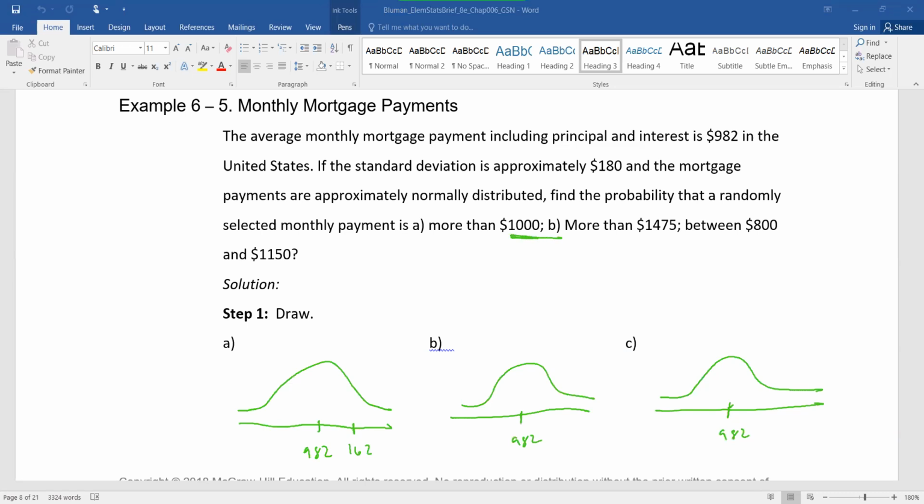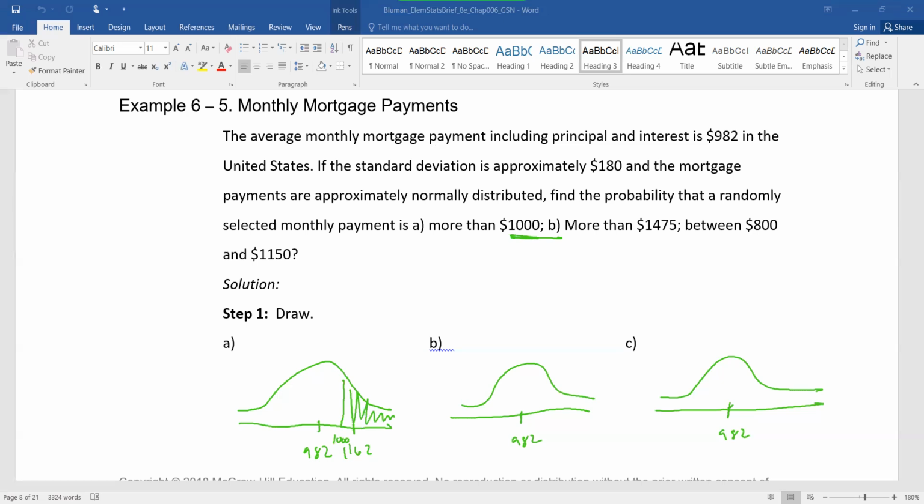And I'm looking for more than 1,000. So that needs to be a little to the left, right? Just like in the last example. So I'm going to put a little marker right here. And I'm going to go ahead and put 1,000. Doesn't have to be completely accurate. It could be closer to this one, just somewhere in that area. And if I'm looking for more than that, then I would shade what? To the right. Very good.